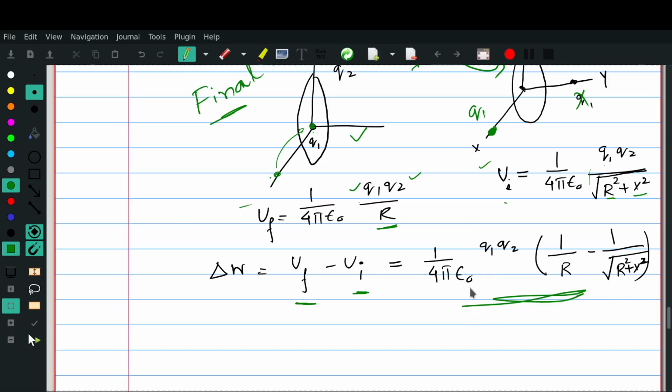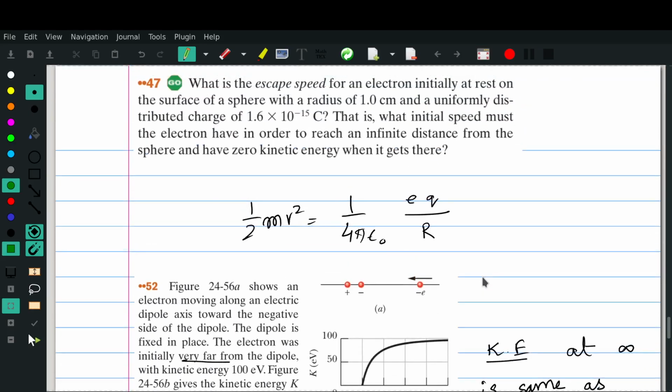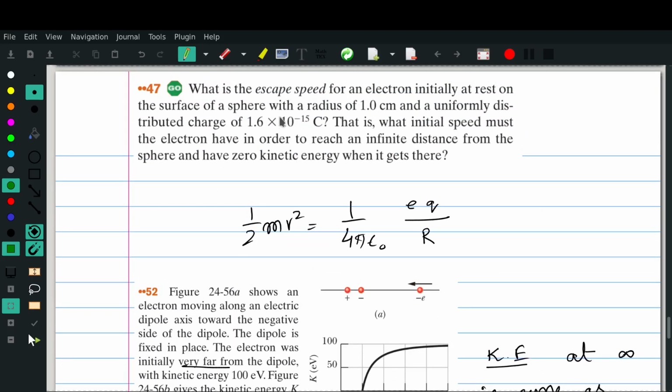Okay, some more problems on this energy conservation. What is the escape speed for an electron initially at rest on the surface of a sphere with radius 1 centimeter and a uniformly distributed charge of 1.6 times 10 to the power minus 15 coulomb? That is, what initial speed must the electron have in order to reach an infinite distance from the sphere and have zero kinetic energy when it gets there?